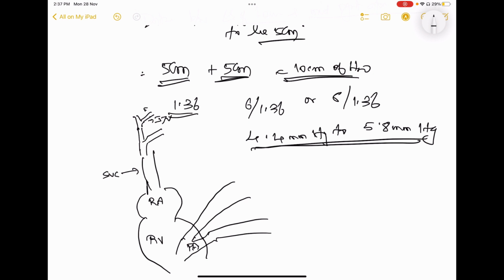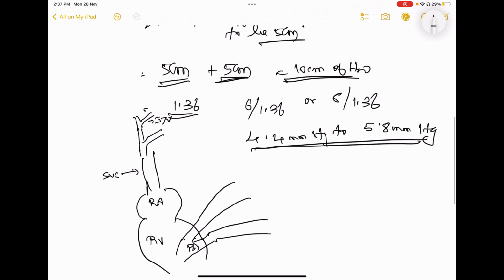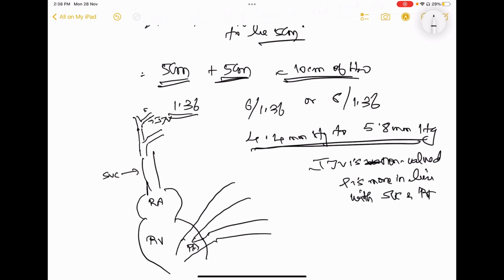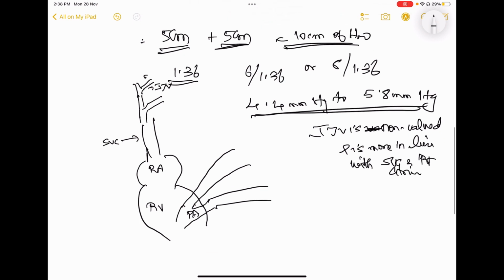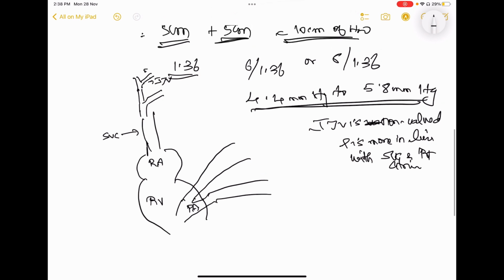And one more thing that you need to know is that JVP is usually measured at the level of IJV, because IJV is non-valved and is more in line with SVC and right atrium. So because of this, you will take the IJV to measure the JVP.